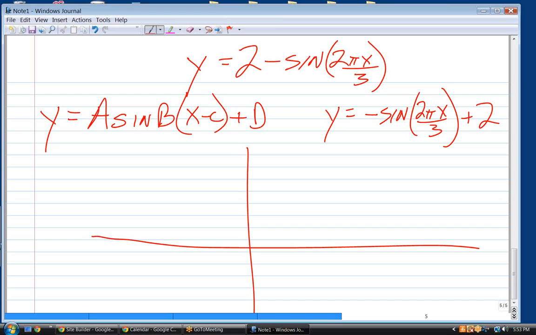Remember in your pre-algebra, if you had a complicated translation or transformation and it had vertical shifts, horizontal shifts, and reflections in it, it was critical that you do the reflections first. Okay.